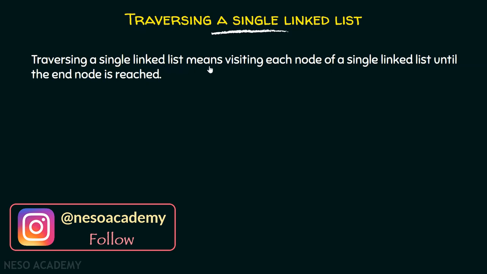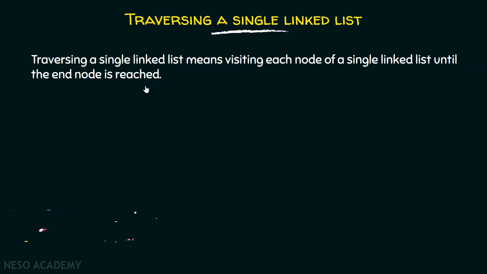Traversing a single linked list means visiting each node of a single linked list until the end node is reached, which means that you are visiting each node of a list until the end node is reached.